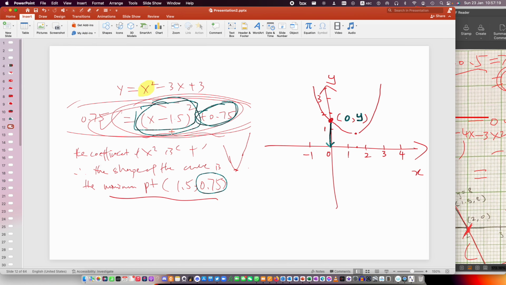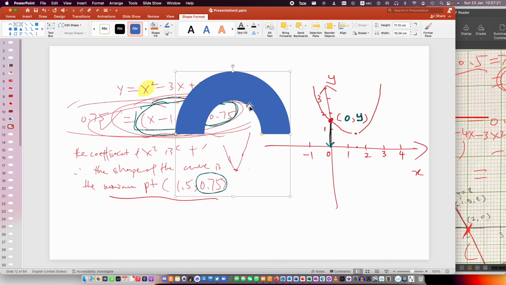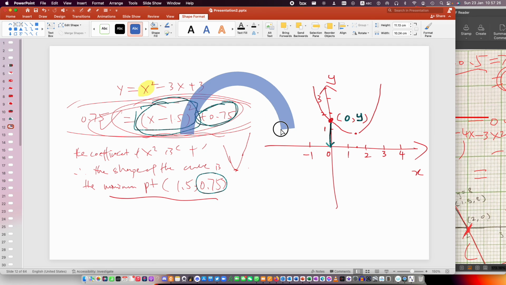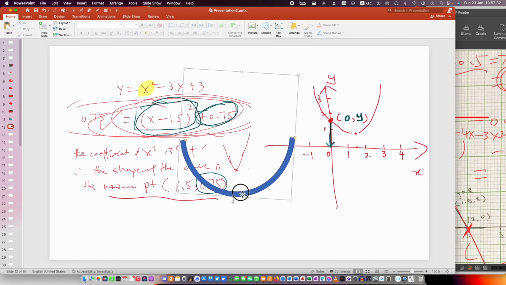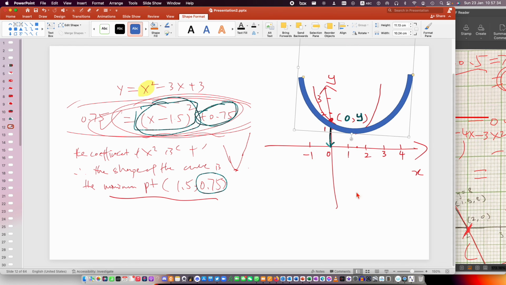The number one thing is you must get the shape. So this is the shape, right? Yes. Once you have this shape, then you fit the minimum point here. No matter how you do it, it has to go like this. So that's why I determine that it will hit the y-axis at this point.